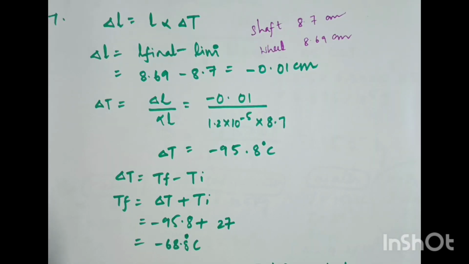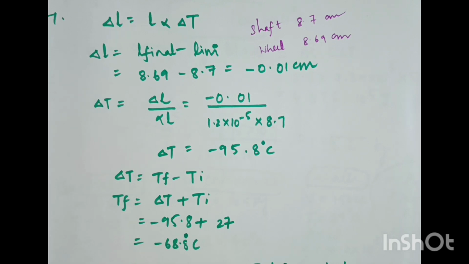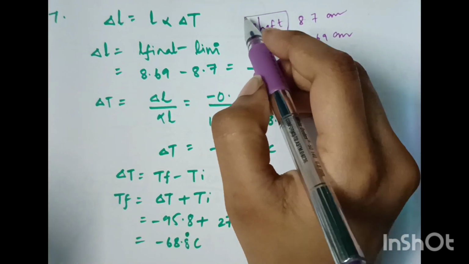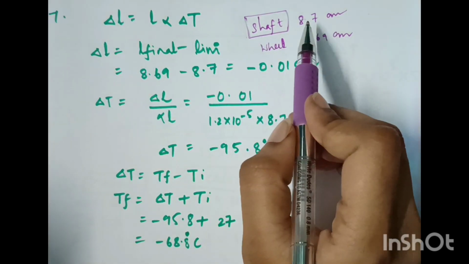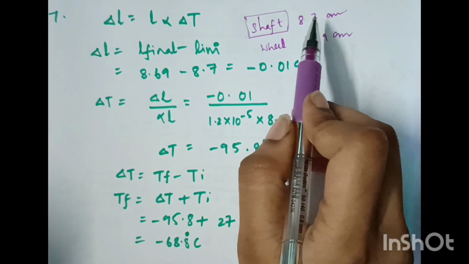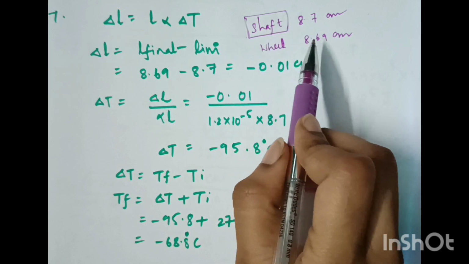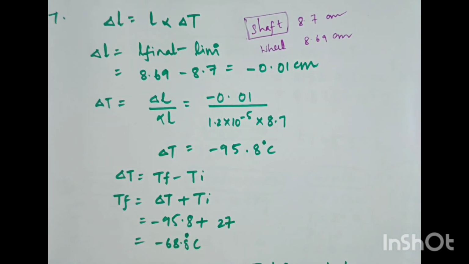So here the diameter of the shaft is 8.7 centimeter, and the diameter of the wheel is 8.69 centimeter. And the question asks to what temperature the shaft must be cooled so that the wheel is going to slip on the shaft. So we are going to cool the shaft. It should be reduced from 8.7 centimeter to 8.69 centimeter. So if the diameter of the shaft is reduced to 8.69 centimeter, then the wheel can slip.